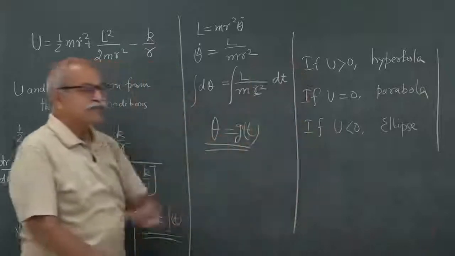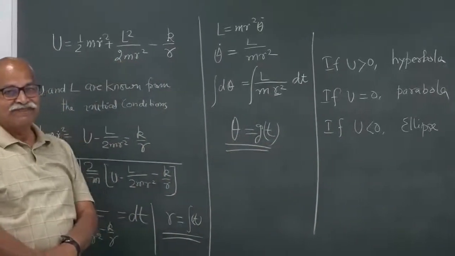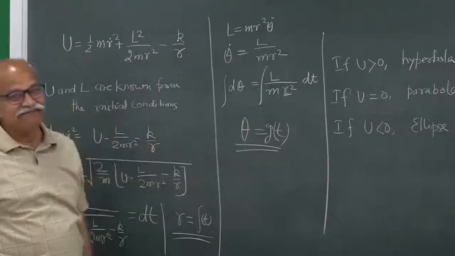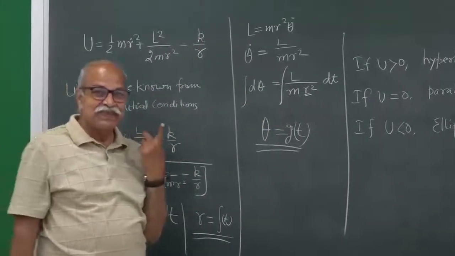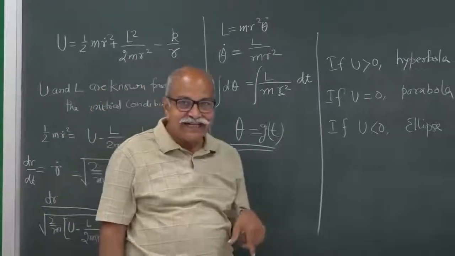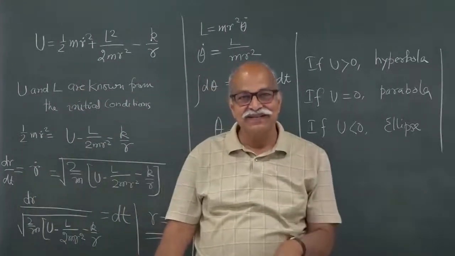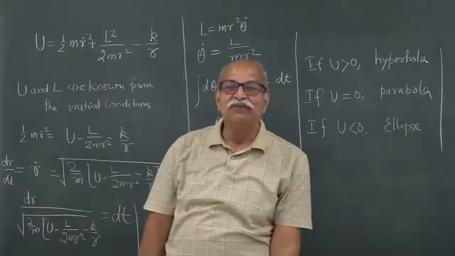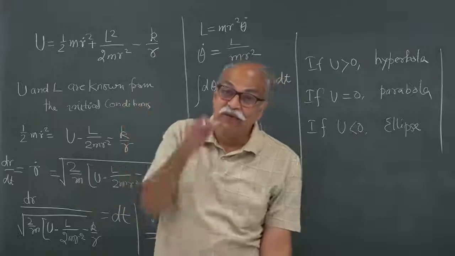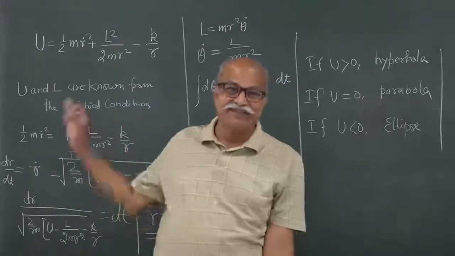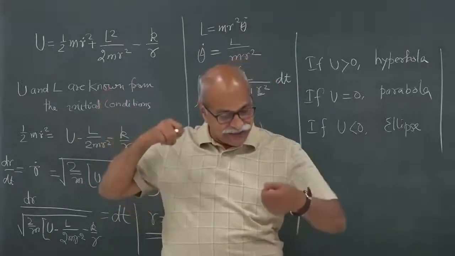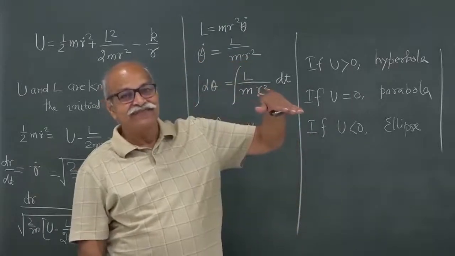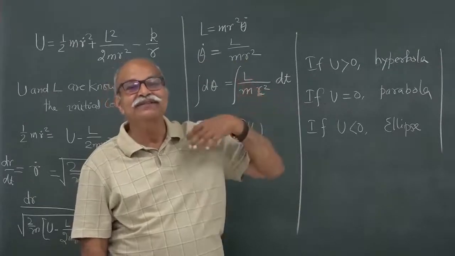Remember, circle is a special case of ellipse, and we can work out when it will be a circle, but maybe next time. So, under an attractive inverse square law, that kind of force, the path of the particle has to be either an ellipse or a parabola or a hyperbola, nothing else. And then what exactly it is, that is decided by the total energy, and that is decided by how you start the motion.